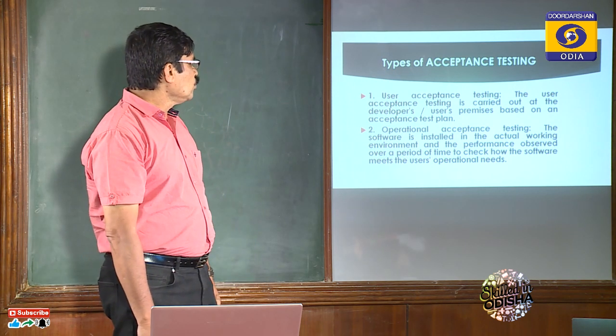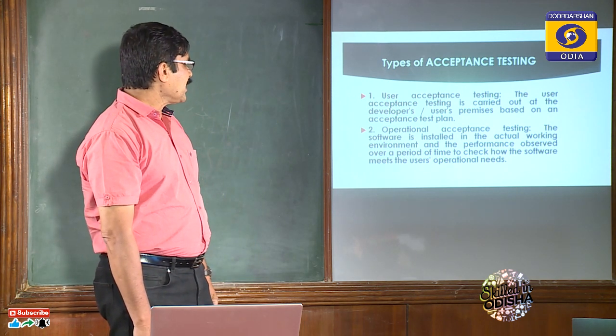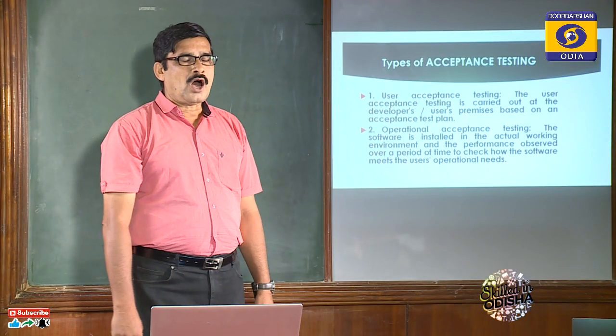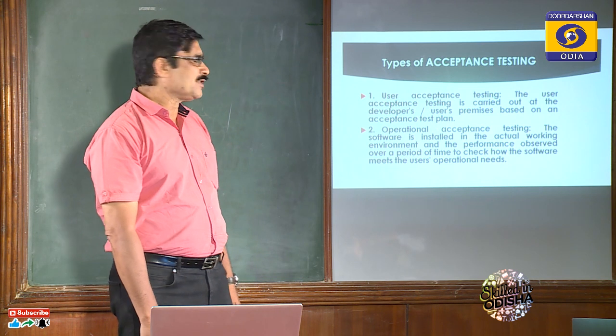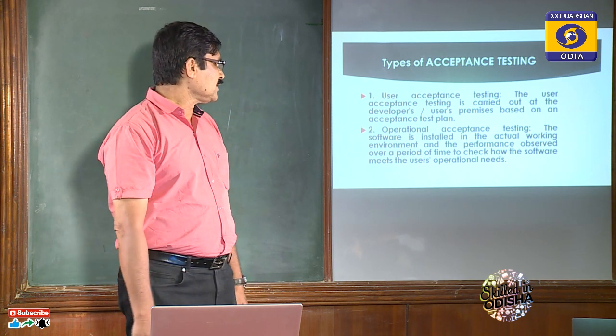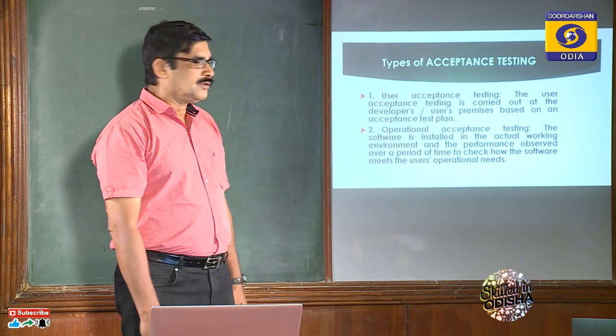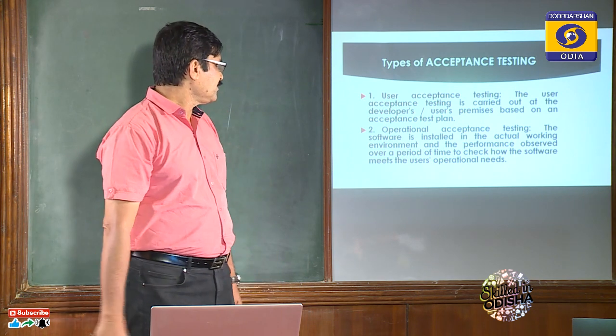Next, number two type is operational acceptance testing. The software is installed in the actual working environment and the performance observed over a period of time to check how the software meets the user operational needs. This is called operational acceptance testing. That means the software is taken to the premises of the customer for which it is designed, and in his environment it is tested.